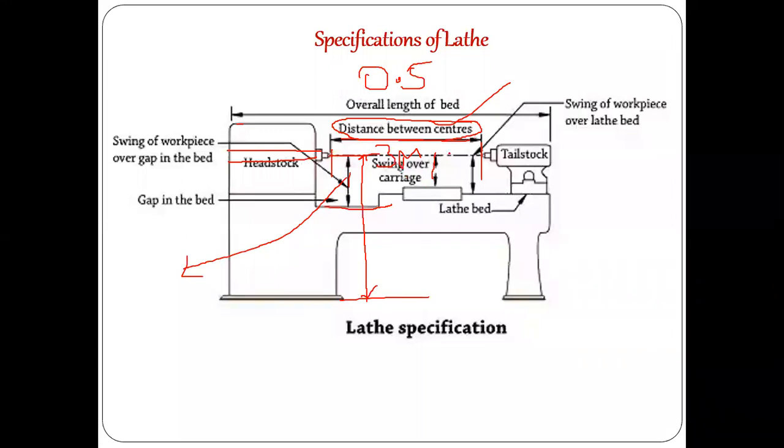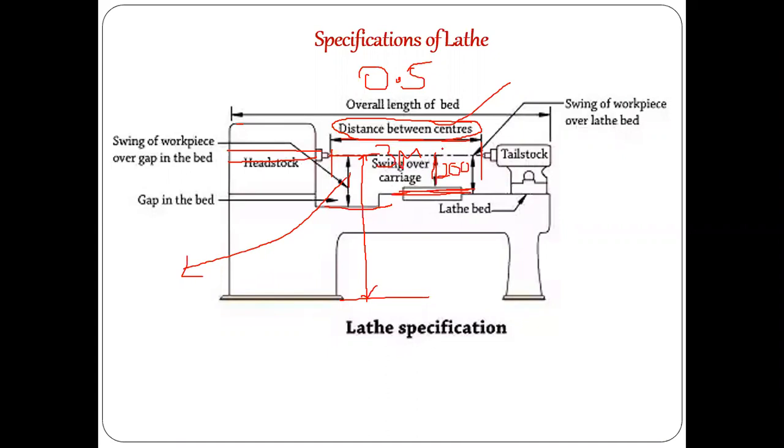For example, whatever distance is there, this is something about 200 mm, right? So it means a maximum 200 mm radius of workpiece you can machine on this lathe. If more than that, you cannot machine, because what happens is, while inserting it, your workpiece touches your carriage, so it's not possible to rotate, right? So this is the specification.